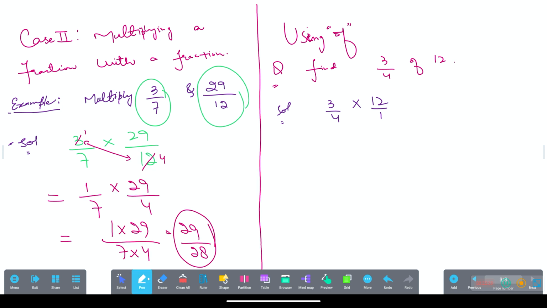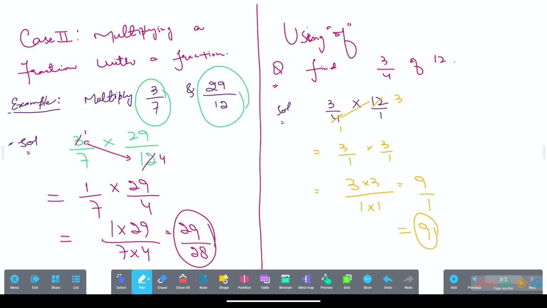No, because we can't do cancellation by 1. Yes, between 4 and 12: 4 1s are 4, 4 3s are 12. And what is left out? 3 by 1 into 3 by 1. Now multiply numerator with numerator: 3 into 3 divided by 1 into 1. What is 3 into 3? 3 3s are 9 by 1, and 9 by 1 is equal to 9.